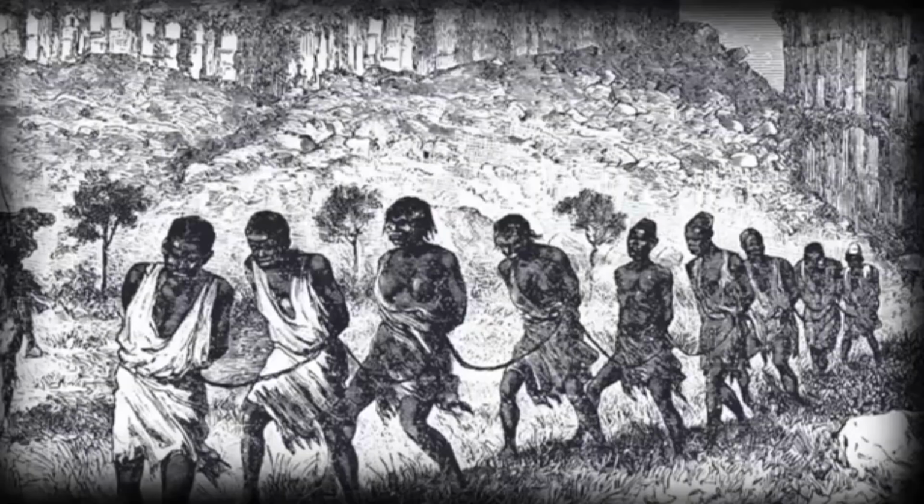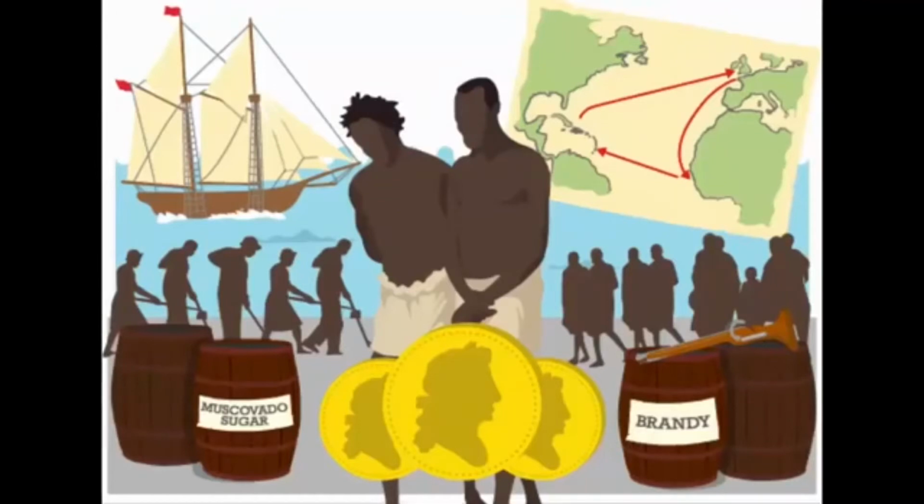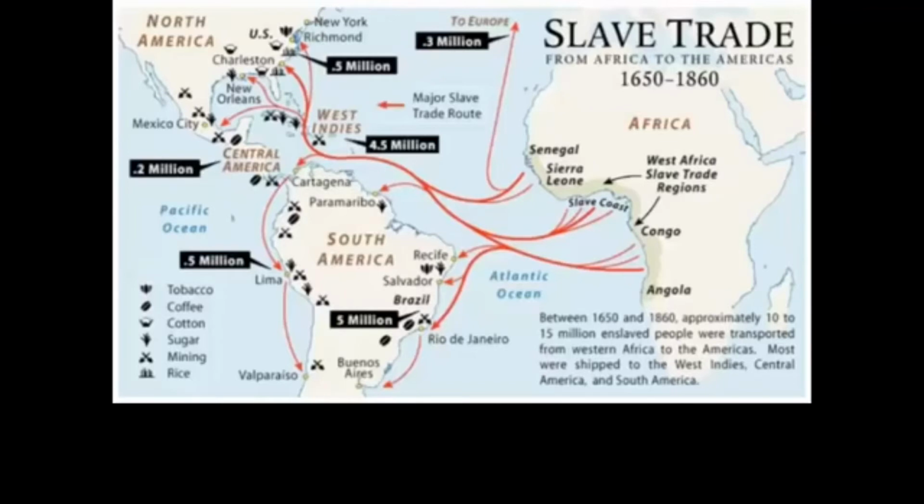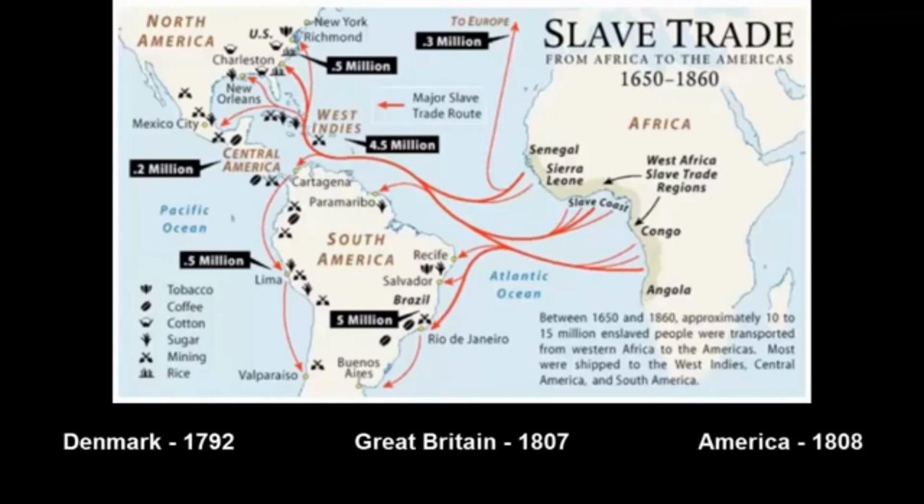The Portuguese, Dutch, Spaniards, and British captured African natives and forcefully transported them to the newly discovered Americas for their labor in the plantations. Slave trade was a lucrative business for more than 200 years, till it was abolished in Denmark in 1792, Great Britain in 1807, and the United States in 1808.